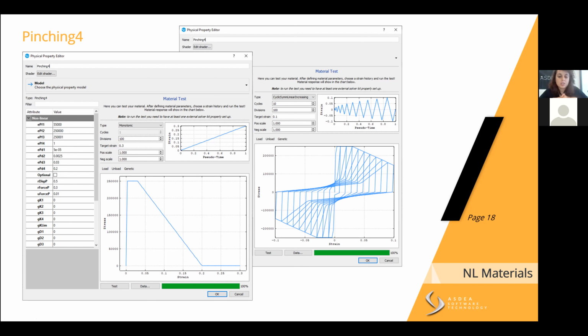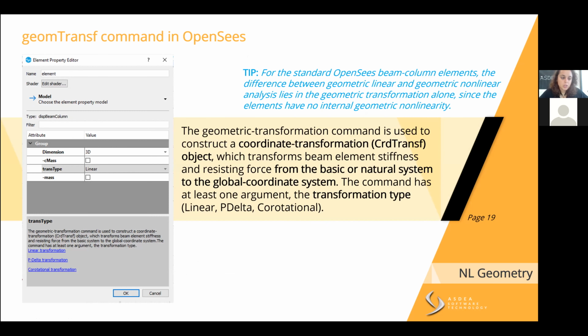What I suggest is to always have your experimental results ready so that you can compare them to what the material tester is giving you, and try to obtain similar curves that actually describe how your model is going to behave in your analysis. Moving on from material nonlinearities to geometric nonlinearities, we need to talk about geometric transformation.